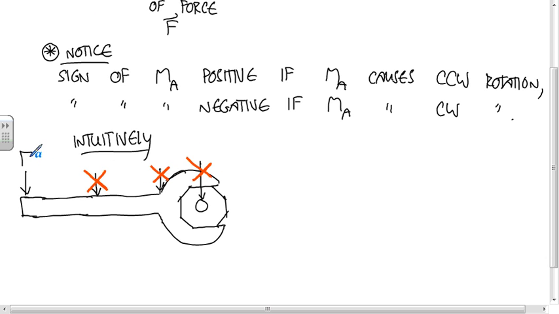You want to apply your force as far from the pivot point as you can. That's going to, without increasing the force at all, make your moment bigger, and it's going to be more likely to cause a rotation. So that's the idea of a moment.